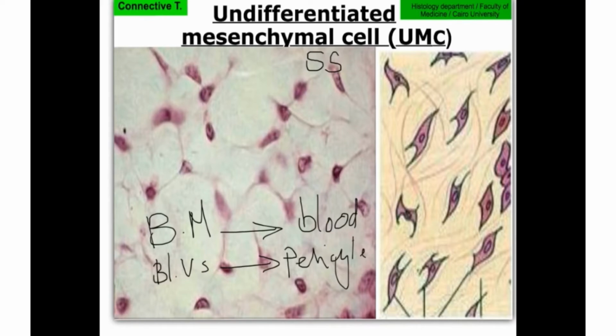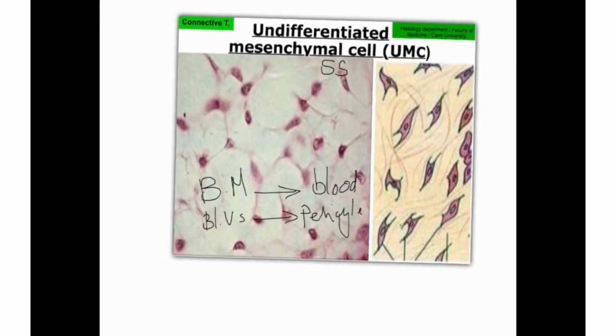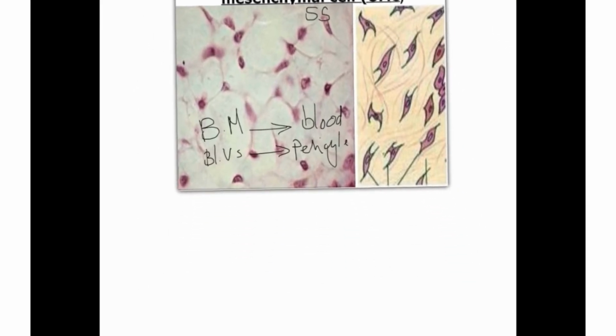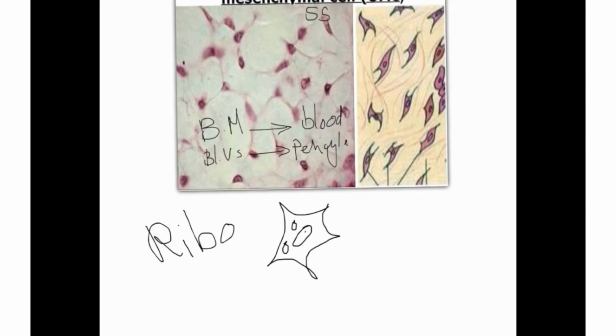As regards the EM, what is the main component in this cell? It is the ribosomes. So by EM, these branched small stellate cells have an achromatic nucleus with prominent nucleolus, and they have a lot of free ribosomes.